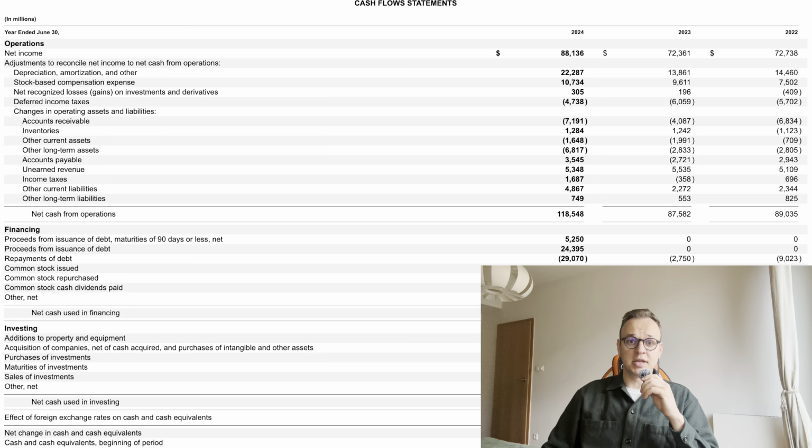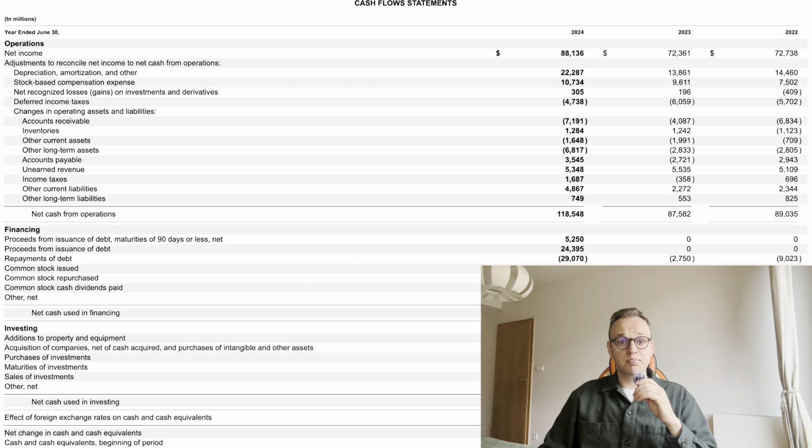Now that we've looked at how profitable the company is and what it owes and owns, let's look at how money is actually moving through the business. That is where the cash flow statement comes in. This is one of the most important but also most overlooked financial reports. Unlike the income statement, which is based on accounting rules, the cash flow statement shows real cash coming in and going out during a specific period.